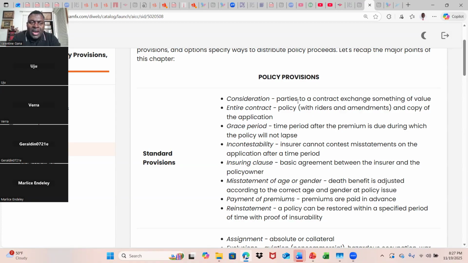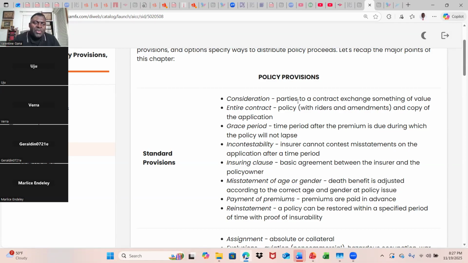So again, the 5 elements are offer, acceptance, consideration, legal purpose, mental capacity. Entire contract. You see questions about the entire contract that have to do with them trying to say the entire contract is going to include the riders, it's going to include a copy of the application.